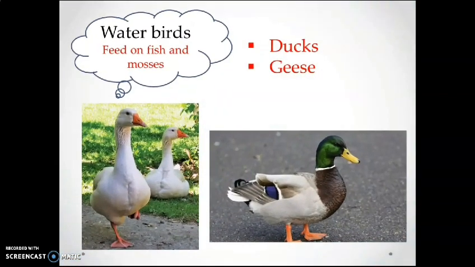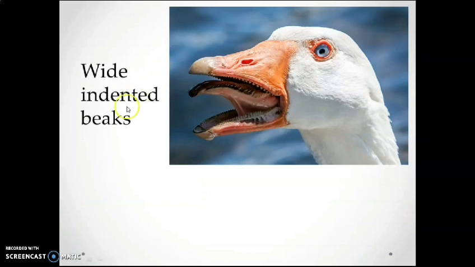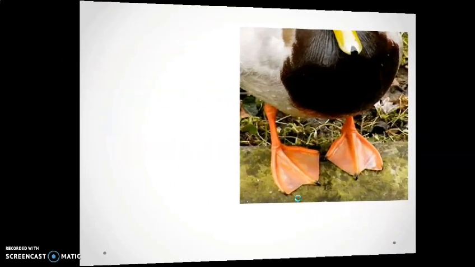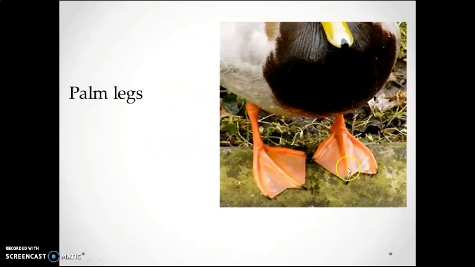The third type of birds, water birds, like ducks and geese, feed on fish and mosses. Mosses are a type of plants. They have wide indented beaks. Give reason: they have wide indented beaks to filter the food from water. And they have palm legs. Give reason: they have palm legs for swimming.